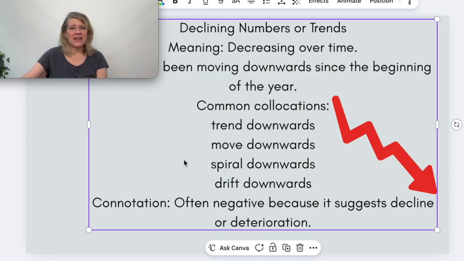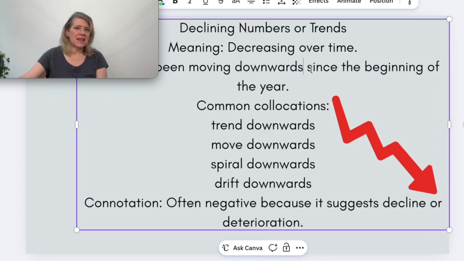Now, all of these, the word downwards with the S is going to end the clause. We have a new clause here, since the beginning of the year. That's a new clause, but this is ending the thought right here. If I use this as an adjective, then I would take the S off. I would say the downward trend, the downward spiral, the downward drift.